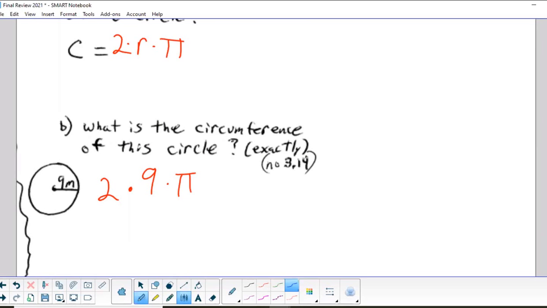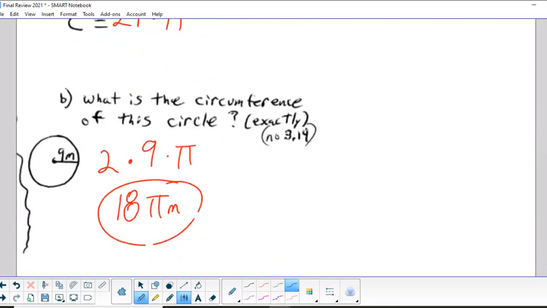So don't use 3.14. Just leave pi alone. 2 times 9 is 18. So 18 pi would be it. Or it might be just 2 times 9 times pi, they may say. I don't know. And that's it. All right. So you don't have to worry about 3.14 getting everything exact, rounding off or anything.